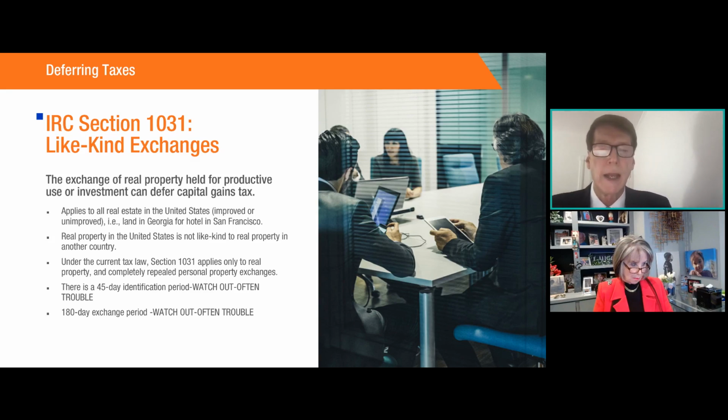You can avoid that by naming multiple properties, including a Delaware statutory trust. And I'm going to explain those a little bit later. They're very, very powerful. And also with the Delaware statutory trust, I was quoted in the Wall Street Journal about them. They really can do a lot of good for you.